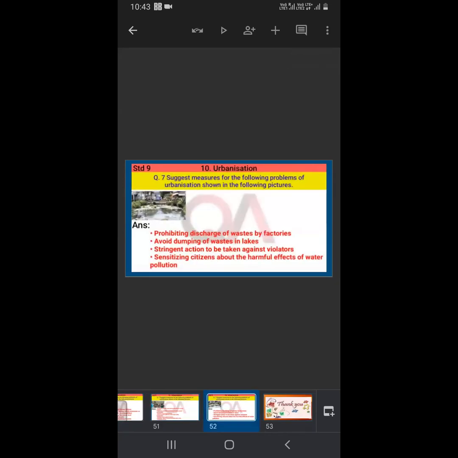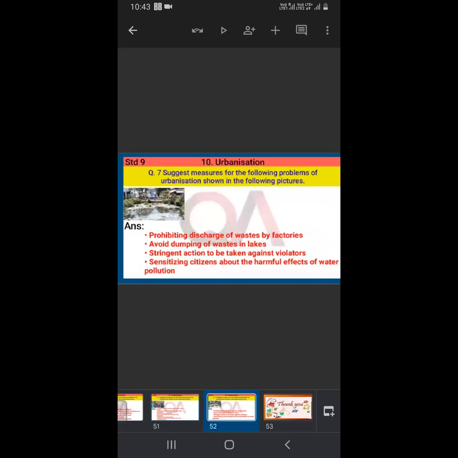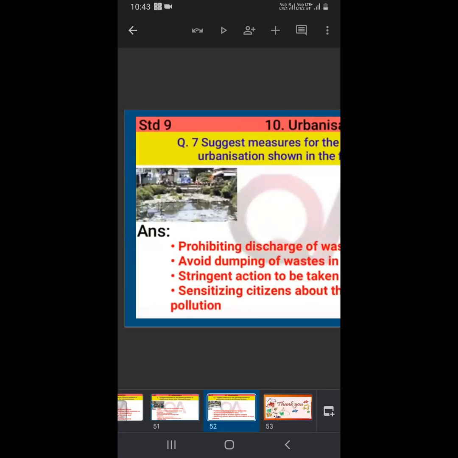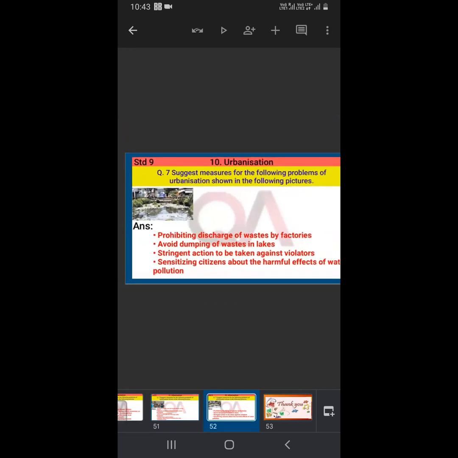Okay, we'll see one last question. Suggest measures for the following problems of urbanization shown in the following picture. So you can see in the picture, a water body is there. So what is the answer of this?